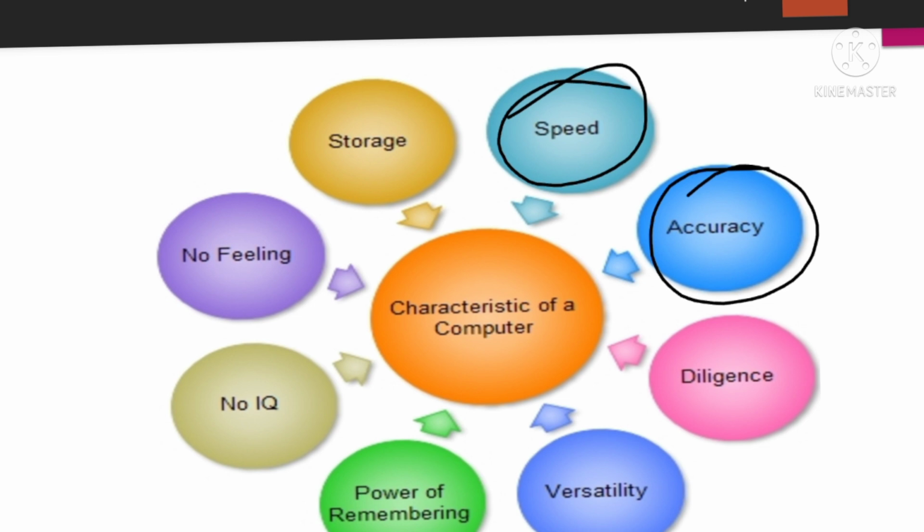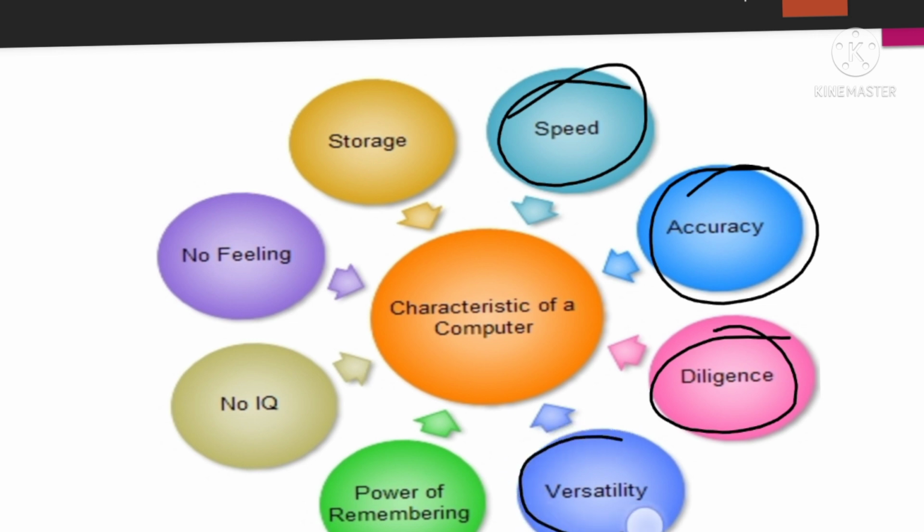The next one is diligence. A computer can perform millions of tasks or calculations with the same consistency and accuracy. It doesn't suffer the way we do, with a lack of concentration on one particular thing for a long time. Its memory also makes it superior to that of human beings. So that is all about diligence.